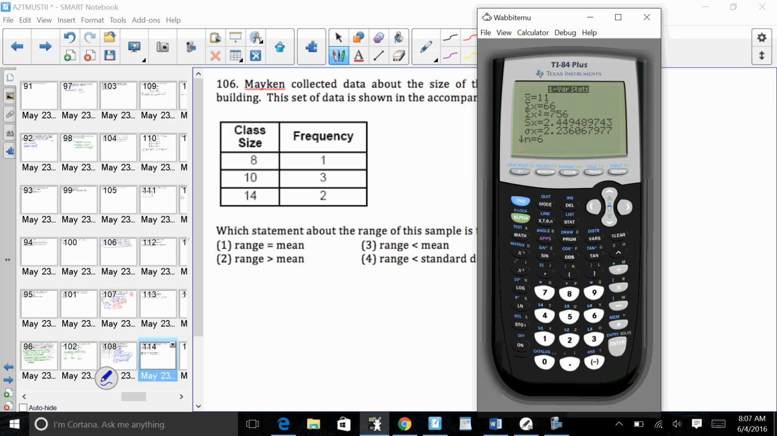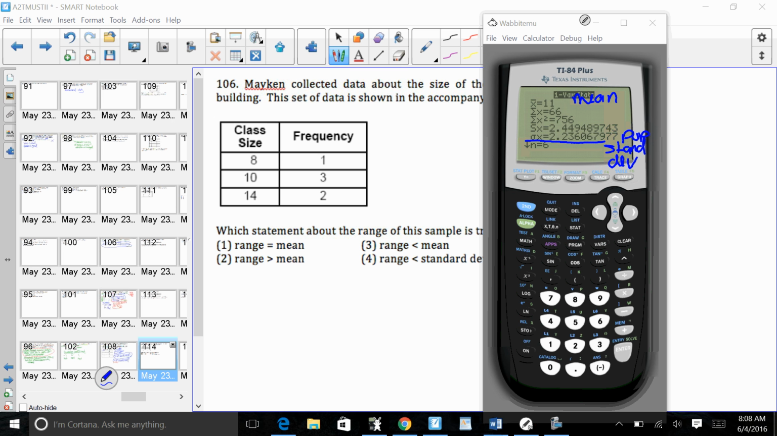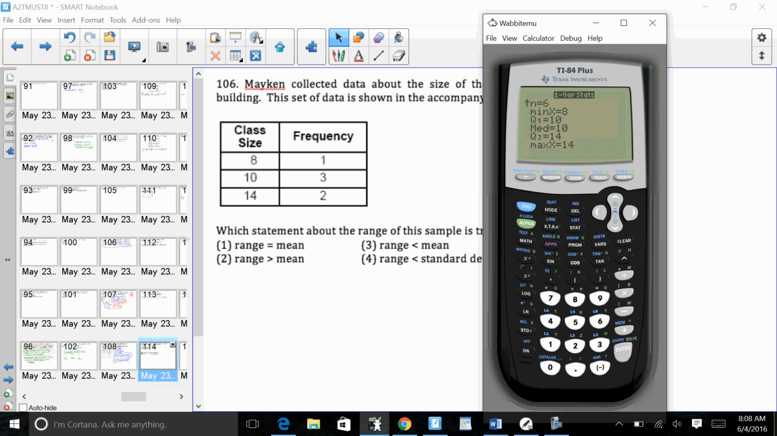Now let's talk about what everything represents here so we don't have to do it again later. The first thing, the x with the bar over it, that's your mean. Sigma x, this is your population standard deviation. That's not going to work. Again, that's sigma x, not fx, sigma x. I can scroll down. I have some more information there. I have my mins, pretty self-explanatory, my lower quartile, my median, my upper quartile, my max.